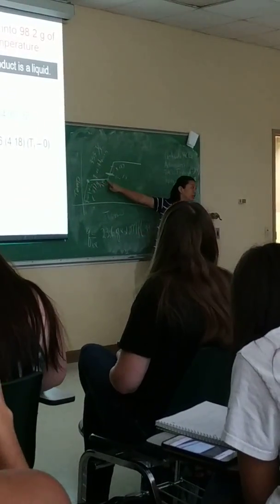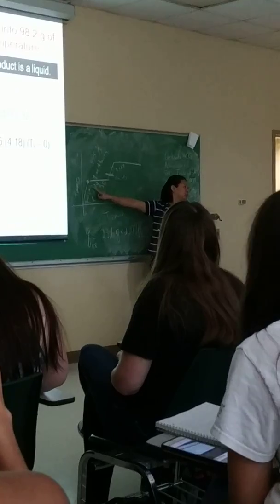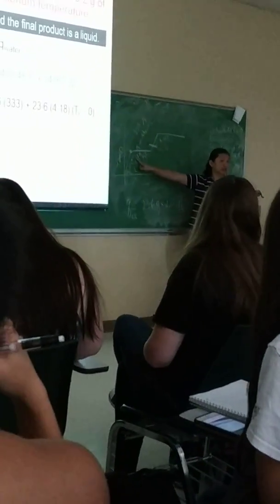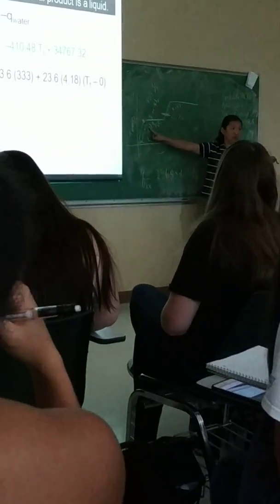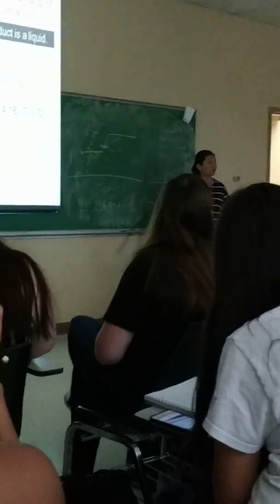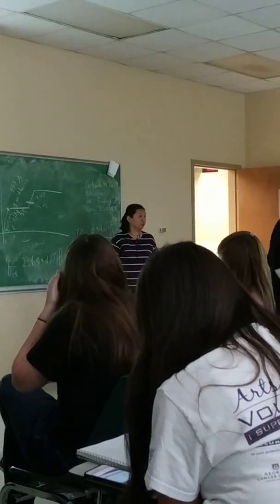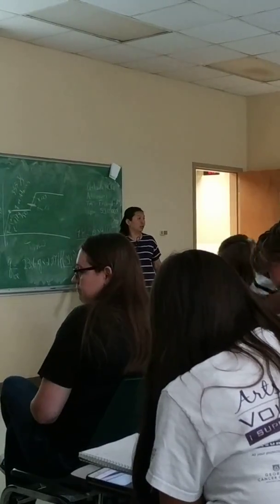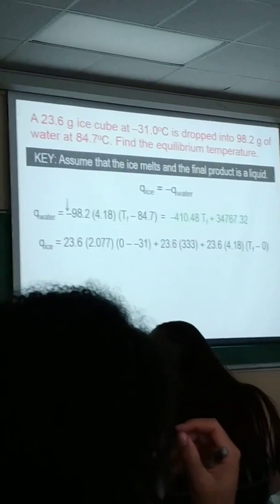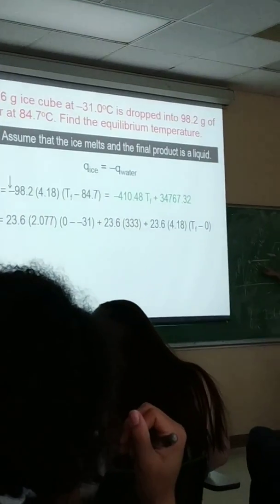So that's the energy you will need to melt all the ice. Does that make sense so far? Yes. Where did the 333 come from? It's the heat of fusion. It's given, they will give it to you. Heat of fusion, right here.